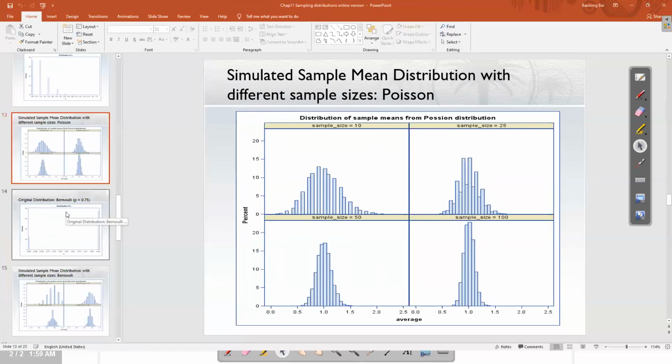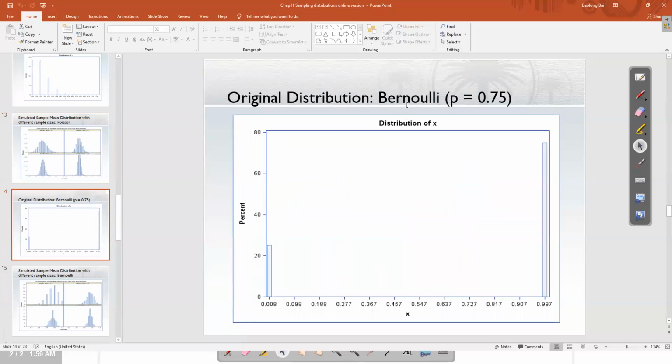So what if we start with a different distribution now? We use a Bernoulli distribution. In a Bernoulli distribution, the variable X can only take two possible outcomes, 0 and 1. The probability of being 1, success, is 0.75. The probability of being 0 is 0.25, right? So this is the population distribution. You basically have a bunch of zeros and a bunch of ones.